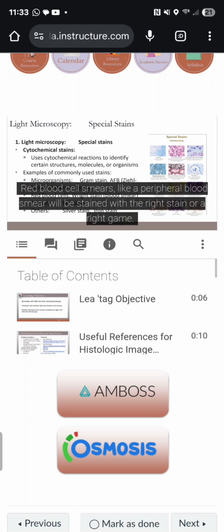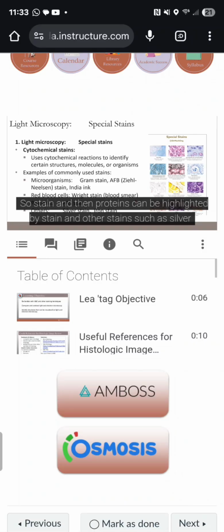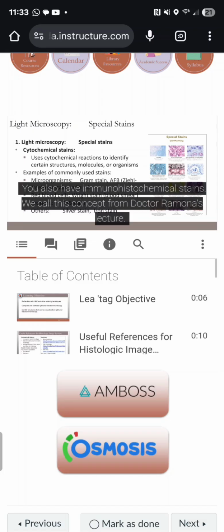Red blood cell smears, like a peripheral blood smear, will be stained with a Wright stain or a Wright-Giemsa stain. And then proteins can be highlighted by PAS stain, and other stains such as silver stain can highlight basement membrane and other microorganisms like fungus, an H. pylori bacterium, or iron stain can help identify iron deposits. Under special stains, you also have immunohistochemical stains.